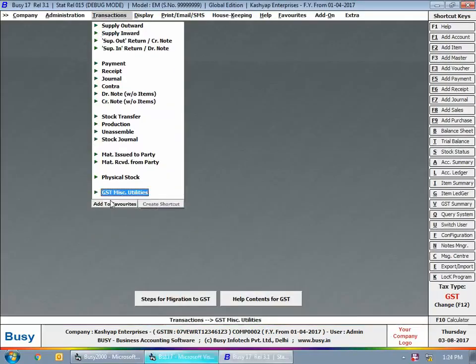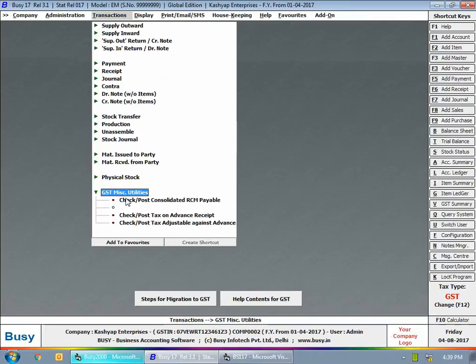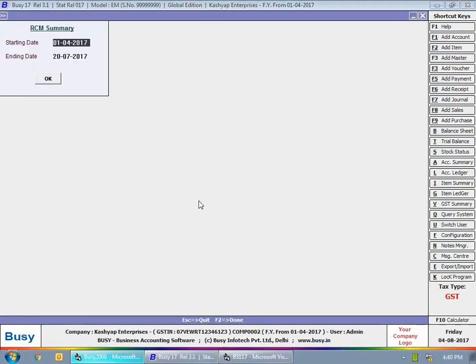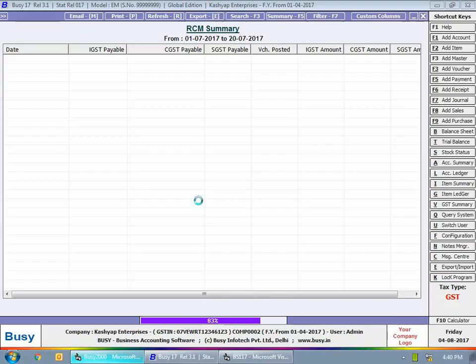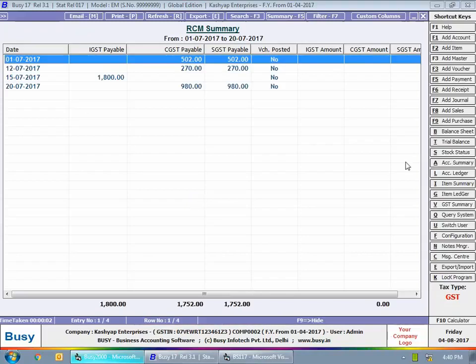Next we'll go to Transaction, GST Miscellaneous Utilities option to check post consolidated RCM payable vouchers. Here, on clicking the check post consolidated RCM payable option, first you need to specify the date range for which you want to view the RCM summary. On the screen, Busy has shown you that on these particular dates there is an RCM liability. You need to pay RCM only for these dates. Other than these dates, maybe there is no RCM liability.